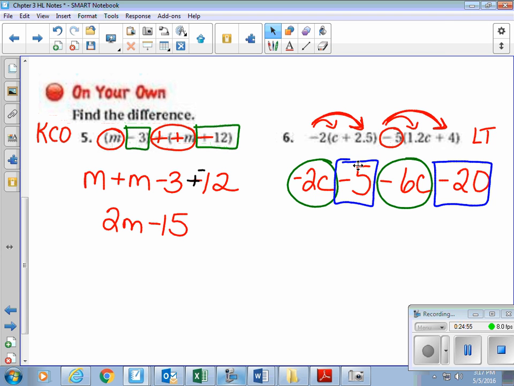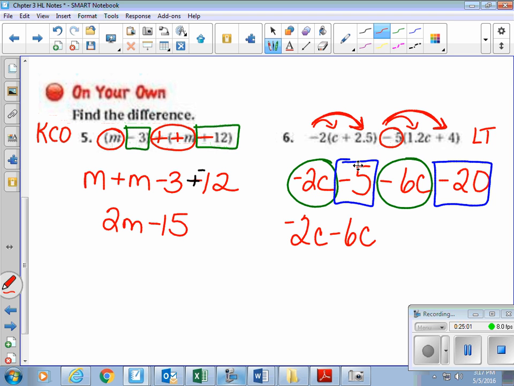They are my constants. I'm going to rewrite it with my like terms together. Negative 2c minus 6c minus 5 minus 20. Negative 2 minus 6, keep change opposite there, would give me a negative 8c.